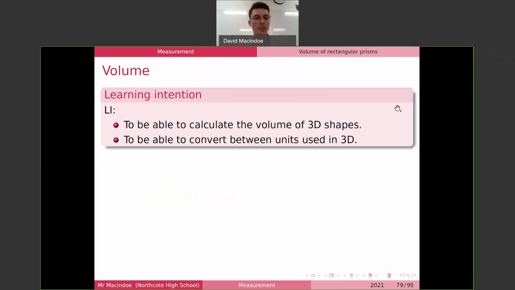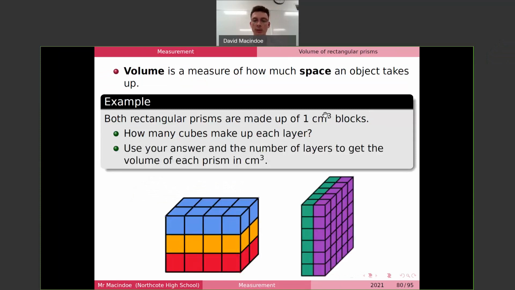In this video, we're going to talk about volume. So we're going to talk about how to calculate the volume of 3D shapes, and we're also going to talk a little bit about how to convert between units used in 3 dimensions, 3D. So volume is just a measure of how much space an object takes up.